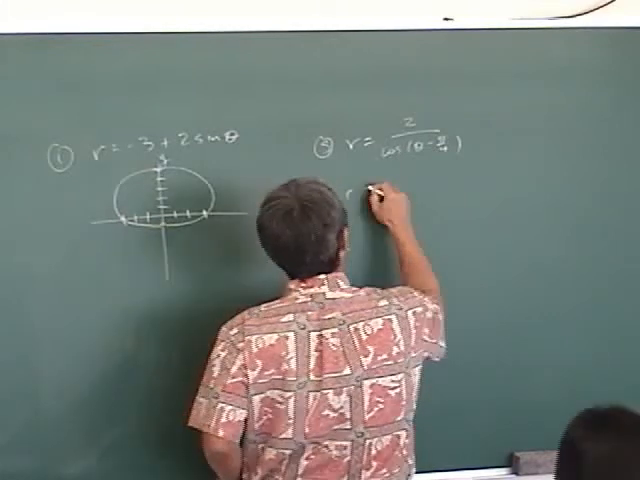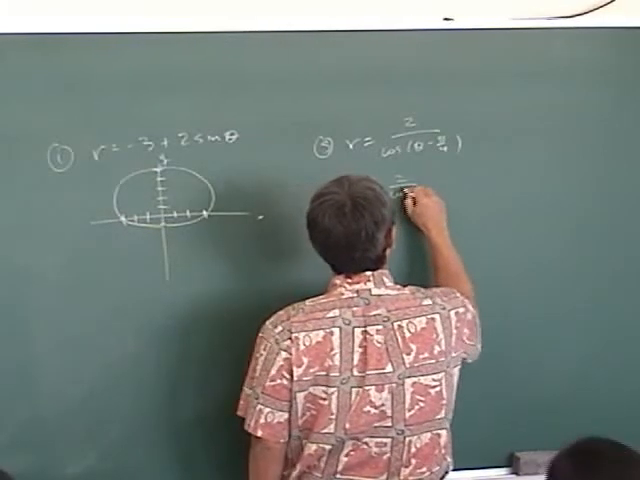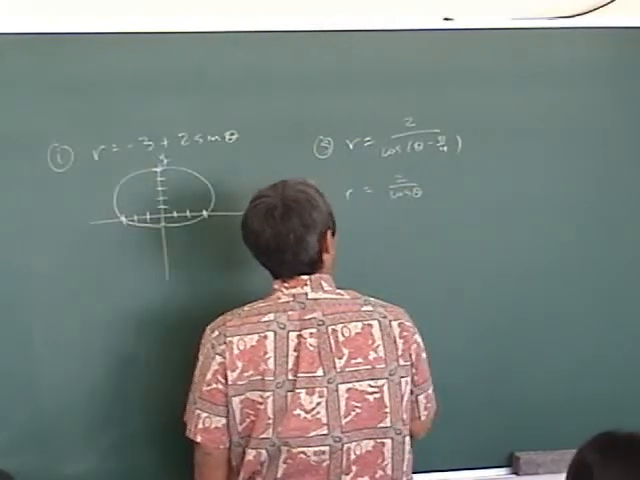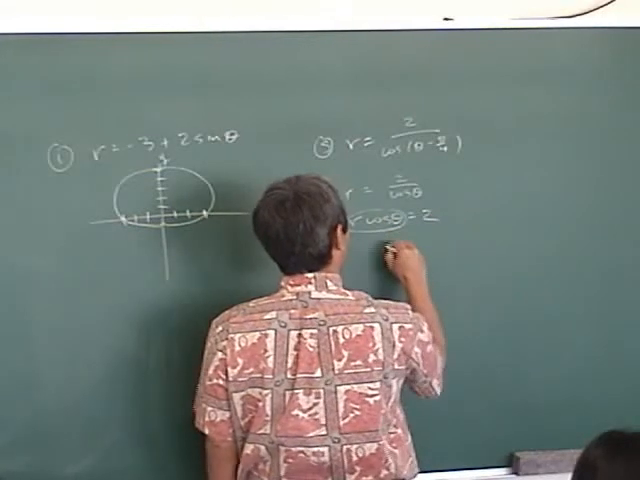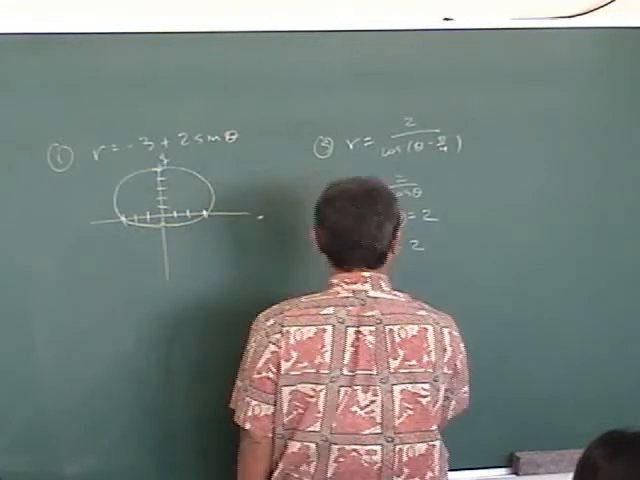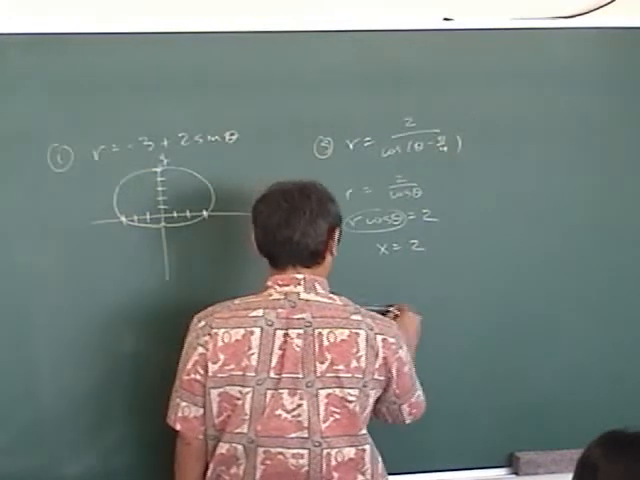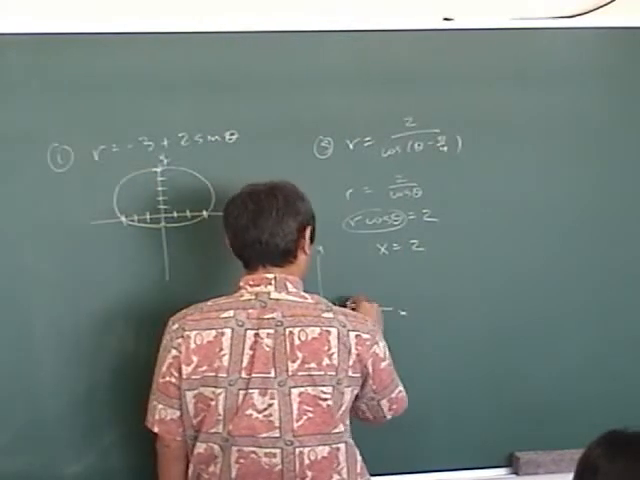So first you have to get the base graph. This is the base graph. How do I draw this? Cross multiply, and you get R cosine theta equals 2. That's X equals 2. So it's just a vertical line, right? So 1, 2. It looks like this.